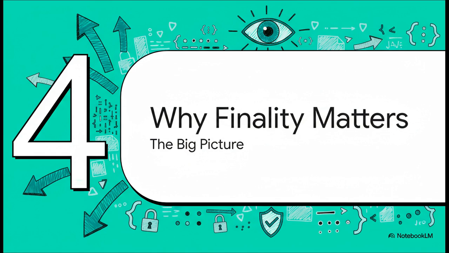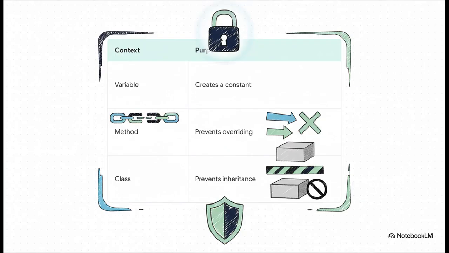Okay, so we've covered the what and the how. Let's just zoom out for a second and look at the big picture. Why does this idea of making things final actually matter for writing good code? Here's your perfect little cheat sheet. Let's just run through it. For a variable, final creates a constant. For a method, final prevents anyone from overriding it. And for a class, it prevents inheritance. See? Three different situations, one simple, powerful promise.